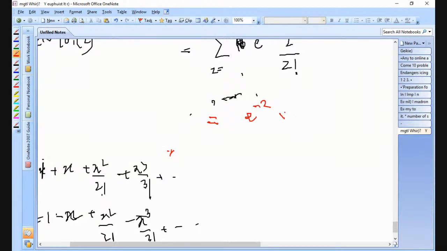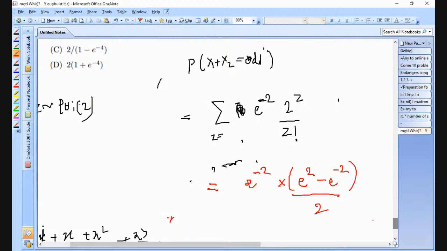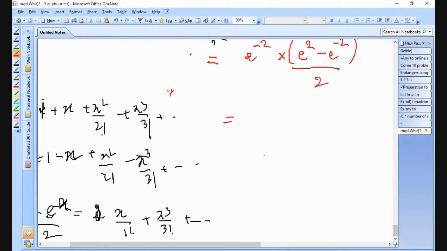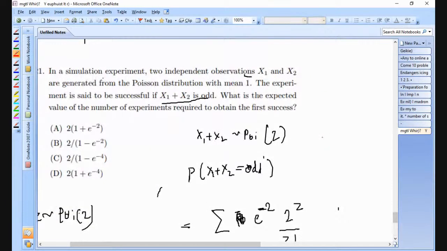into e to the power 2 minus e to the power minus 2 by 2, right? Is it correct? Have I done something wrong? Okay, no. So this is P. And understand that an experiment is successful with probability P. So you have to do it every single time. Therefore, we have to repeat the experiment every single time.